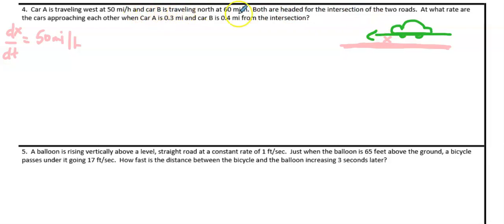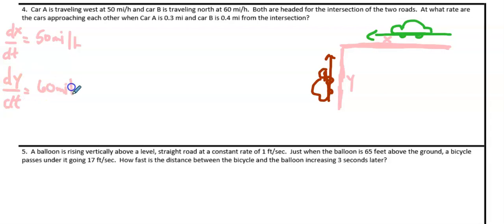And then car B is traveling north. So here's our second car traveling north, and that's going to be a distance y. We're going to call this distance y, and it's going 60 miles per hour. So the change in y is 60 miles per hour. They're both headed for the intersection of the two roads.